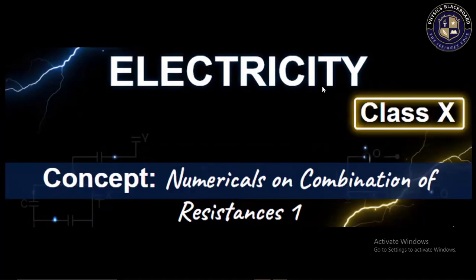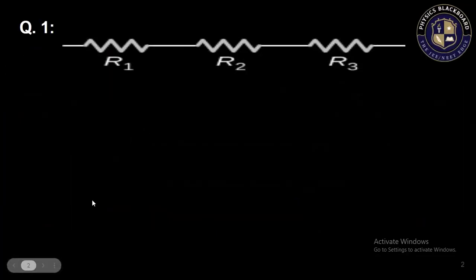In today's class, we will learn a few numericals on combination of resistances from the chapter Electricity, class 10. We'll start with basic things. Let's say here we got a circuit. Let's say the current is flowing from point A to B.